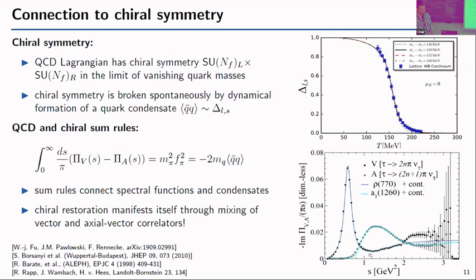And the starting point in the vacuum are these correlation functions here. So you see the rho measured experimentally, basically, so the vector channel and the axial vector channel coming from these tau decay data. And we can also conclude that the chiral restoration has to manifest itself through mixing of vector and axial vector correlators. So they need to change in a very specific way, which I want to show you here.